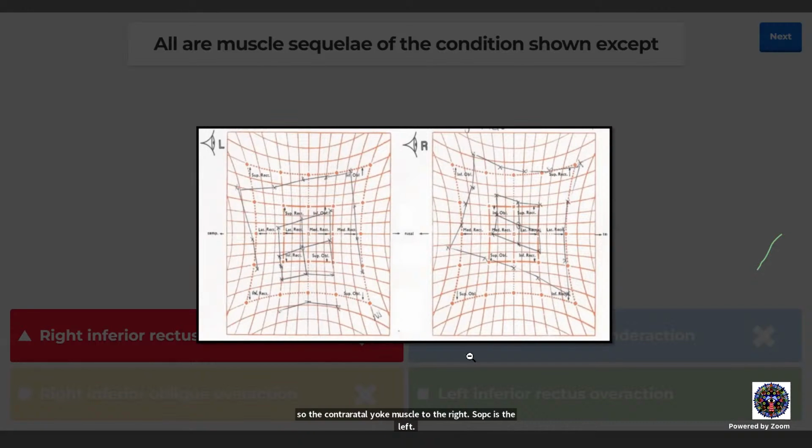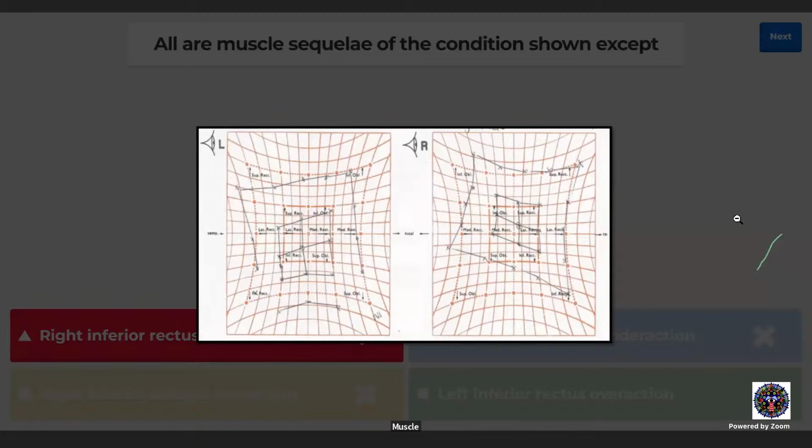The third muscle sequelae is the secondary inhibitional palsy of the antagonist of this muscle. So inferior rectus is overacting. Because of that, the superior rectus of the same eye appears to underact because of the inhibitional palsy. So these three are the typical muscle sequelae which happen after an isolated vertical muscle palsy.